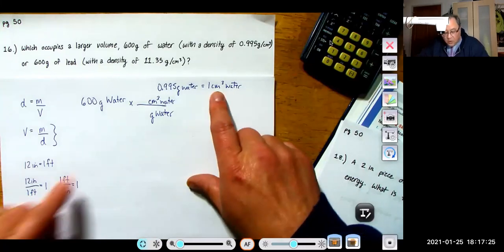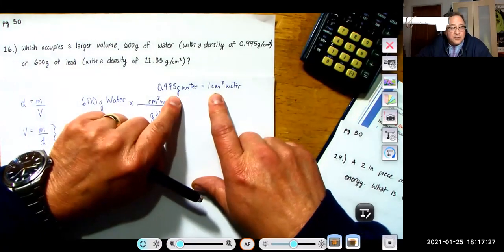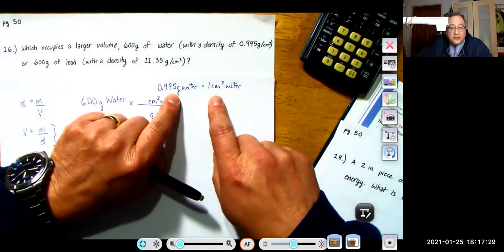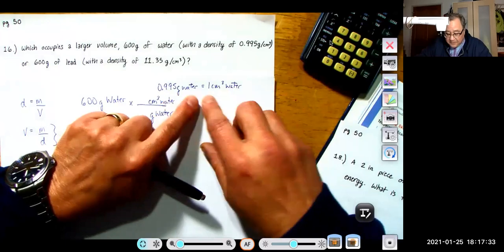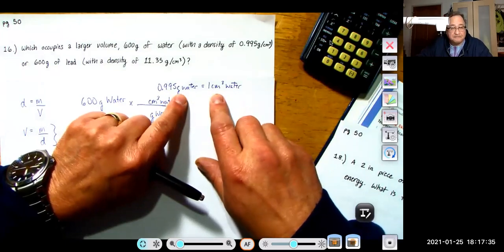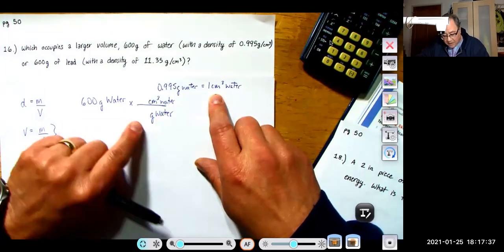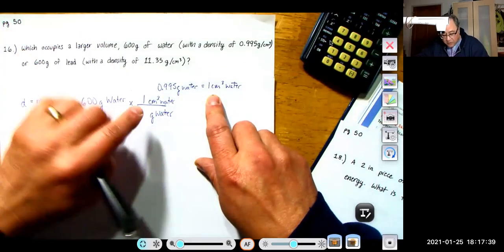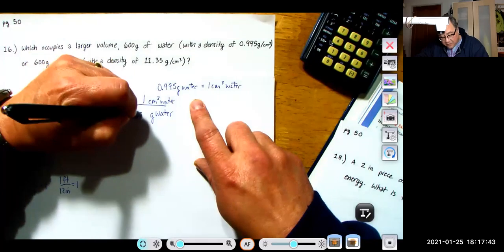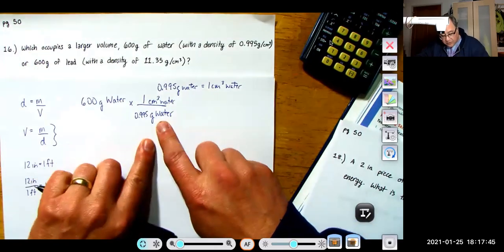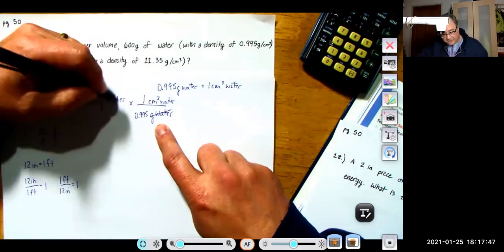So here is an equality. I can take either one of these and write it on top and the other on the bottom, and it's equal to 1 because they represent the same amount. So here, I'm going to put the 1 centimeter cubed of water on top, but more importantly, I'm going to put the 0.995 grams of water on the bottom so that these cancel.